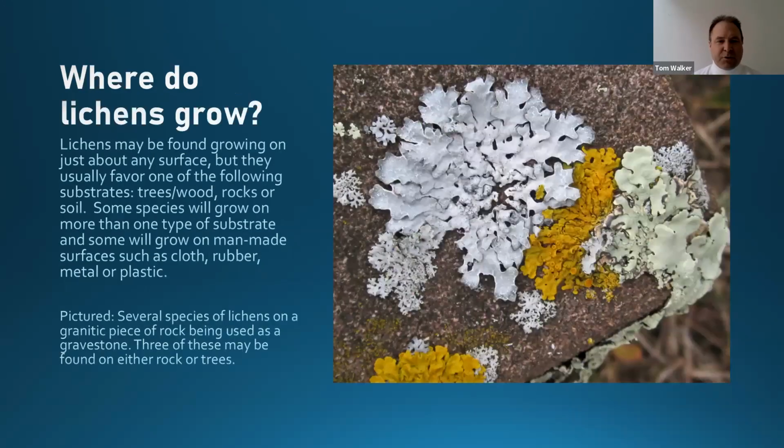So where do lichens grow? Lichens may be found growing on just about any surface, but they usually favor one of the following substrates: trees, wood, rocks, or soil. Some species will grow on more than one type of substrate, and some will grow on man-made surfaces such as cloth, rubber, metal, or plastic. Here are several species of lichens growing on a rock, and a few of these can also grow on trees.